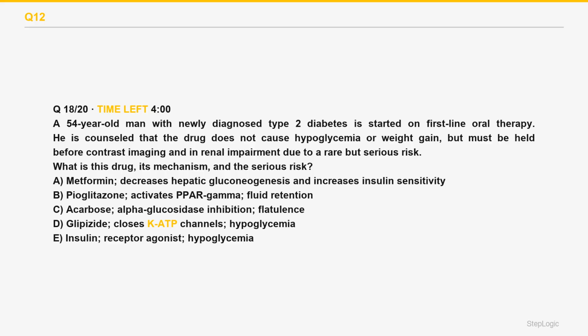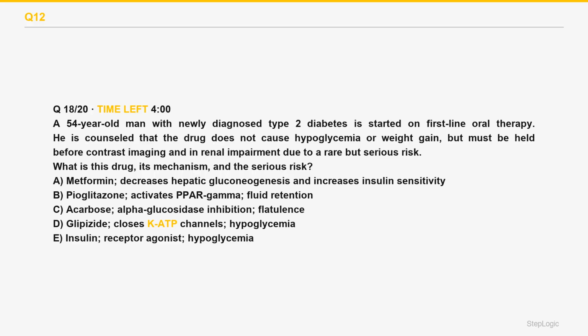What is this drug, its mechanism, and the serious risk? A 54-year-old man with newly diagnosed type 2 diabetes is started on first-line oral therapy. He is counseled that the drug does not cause hypoglycemia or weight gain, but must be held before contrast imaging and in renal impairment due to a rare but serious risk.